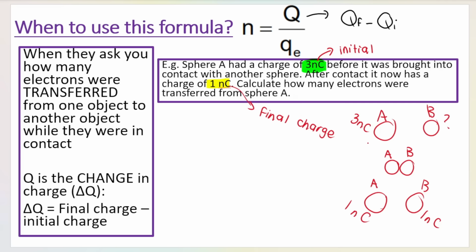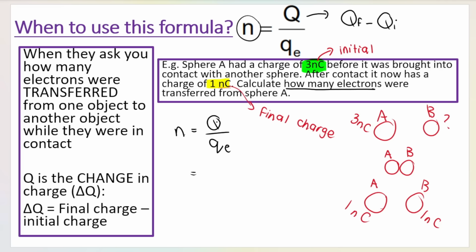Okay. Now, how does this work? So how many electrons were transferred to or from sphere A? Remember, we use our formula. How many electrons? We're looking for N. So you write your formula. Always write your blank formula first. Then Q. Remember, that's final charge minus initial charge.